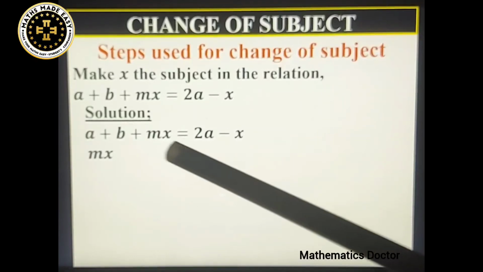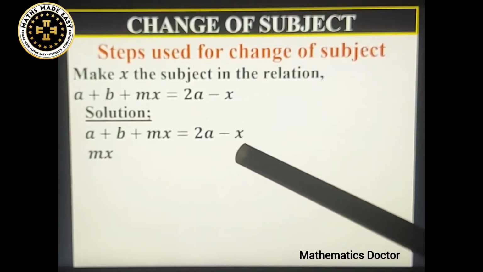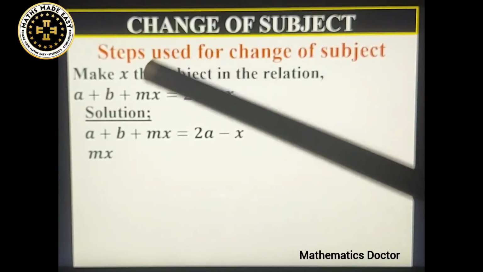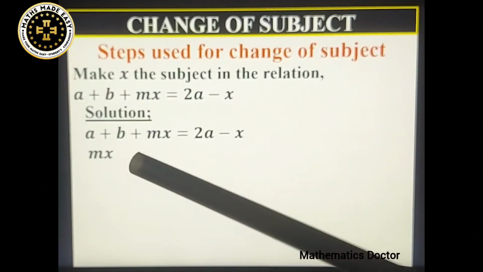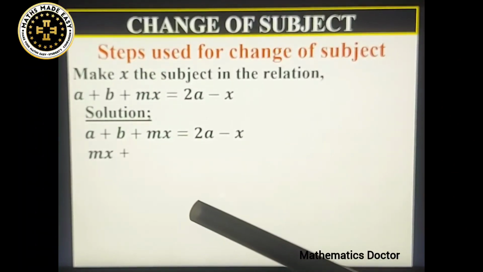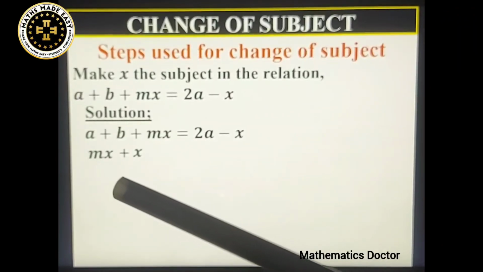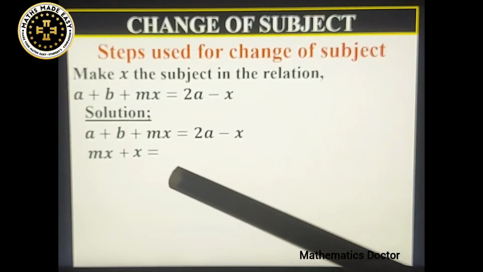Now if we check or look through, you realize that at the right hand side we have minus x, which is also having an x. So we'll transfer it to the left-hand side, crossing the equal sign to be positive. So minus x will move across the equal sign, come here, and becomes positive x. Now we have all the terms containing x at the left-hand side. It means we are done. We have to close it with the equal sign.